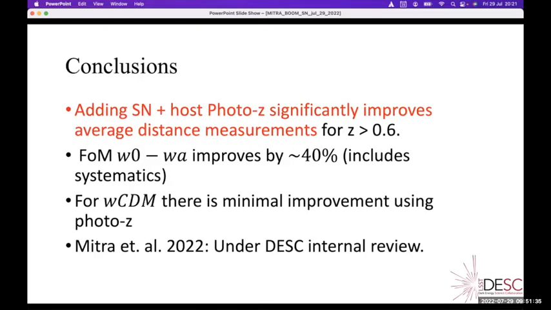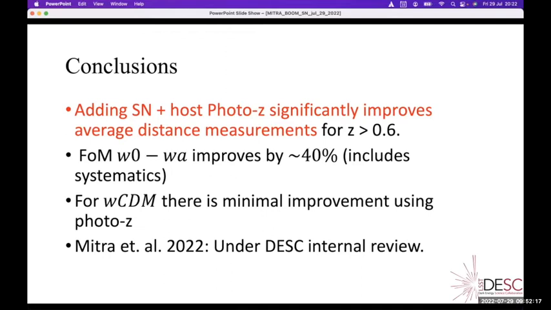And so I will finish with the conclusion. The main takeaway message that I would like to project is that adding supernova plus host photometric photo-z significantly improves the average distance measurements for z greater than 0.6. We also see that the figure of merit on the w0wa plane improves by about 40%, even including systematics, in contrast to many previous analyses where only a statistical case would be considered. For wCDM, however, there's a minimal improvement we saw using photo-z.